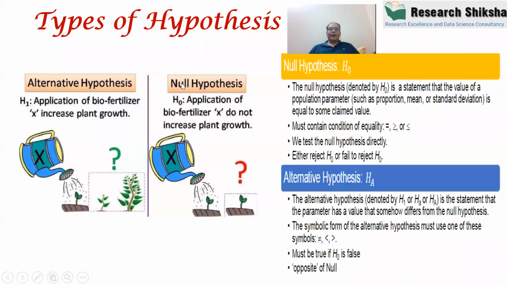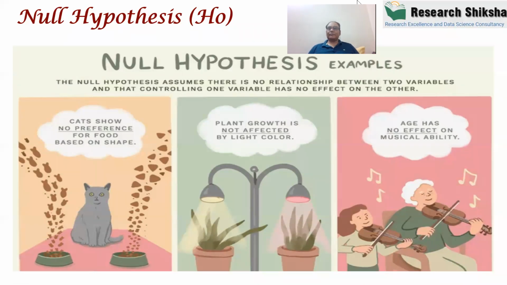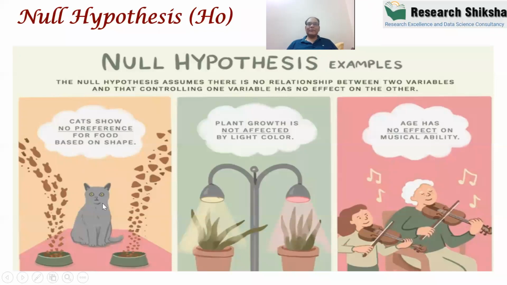So for example, you can see here we assume the null hypothesis that application of biofertilizer X does not increase plant growth. It is the null hypothesis. And in the alternate hypothesis, we are saying that no, we want to prove that the application of biofertilizer X increases the plant growth. So we are challenging the null and we are proving the alternate. So I hope it is clear. Now I am showing you some examples of the null. You just try to read this. For example, in the first picture, I'm saying that cat shows no preference for food based on shape. It is a neutral statement. Like plant growth is not affected by light color. Age has no effect on musical ability. So in this case, we assume that everything is independent, everything is the same, and there is no impact of anything on other variables. So it is null, but it is not negative, it is neutral.